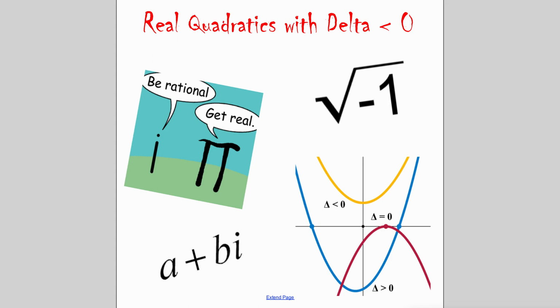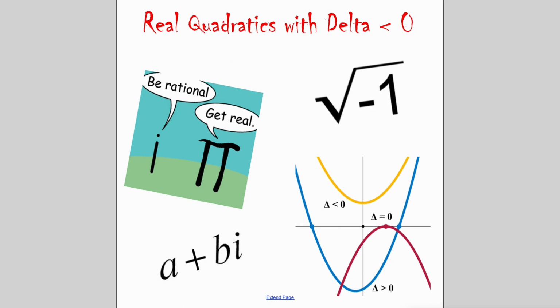We are back and better than ever, and today we are talking about real quadratics with delta, the discriminant, less than 0 as we listen to the classic rock band The Cars and one of my favorite songs, Let's Go. Let's get to it, shall we?